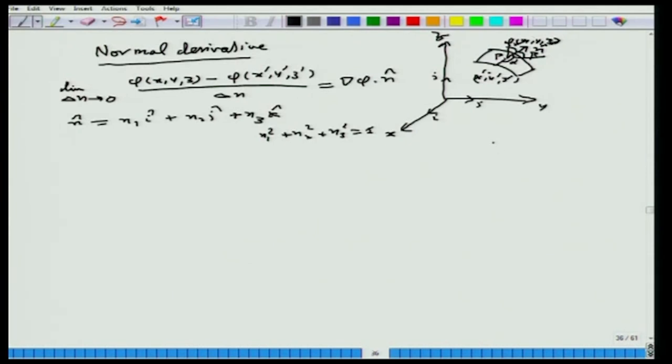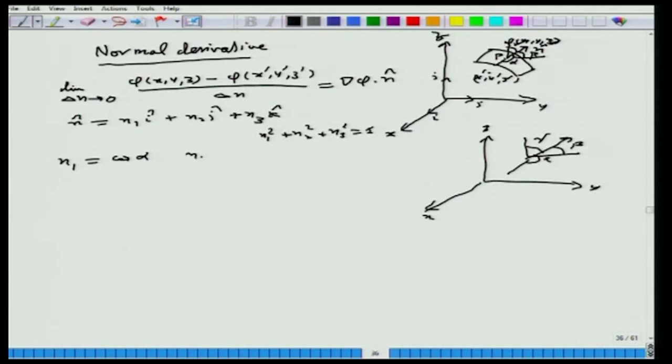I will blow it up in this way. With the z axis the angle is gamma, with the x axis alpha and with the y axis beta. So, n1 is cos alpha, n2 is cos beta, n3 is cos gamma, where this n cap is the unit vector normal to the surface and it makes angles alpha, beta, gamma with the coordinate axes, and so these are the direction cosines given by cos alpha, cos beta, cos gamma.